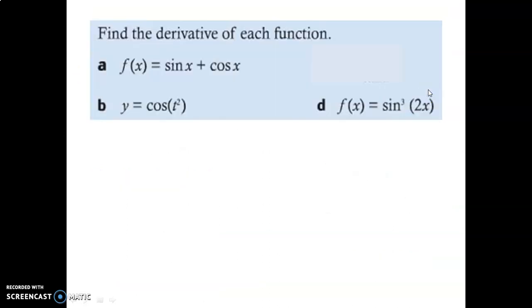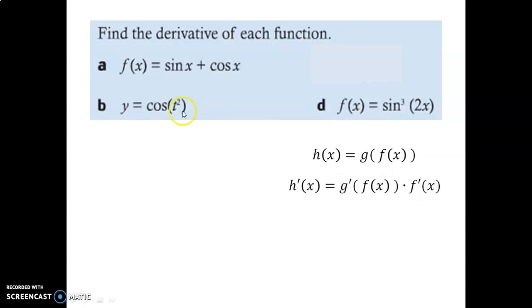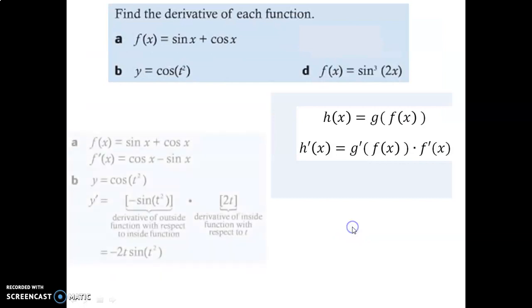Let's get started. So here's the first one to try. Try A, B, and C here. And so you know, I'll give you hints along the way. For B and D here, you will need to use the chain rule. So let's try these three. Let's see how they go for you. And now let's check the answers.